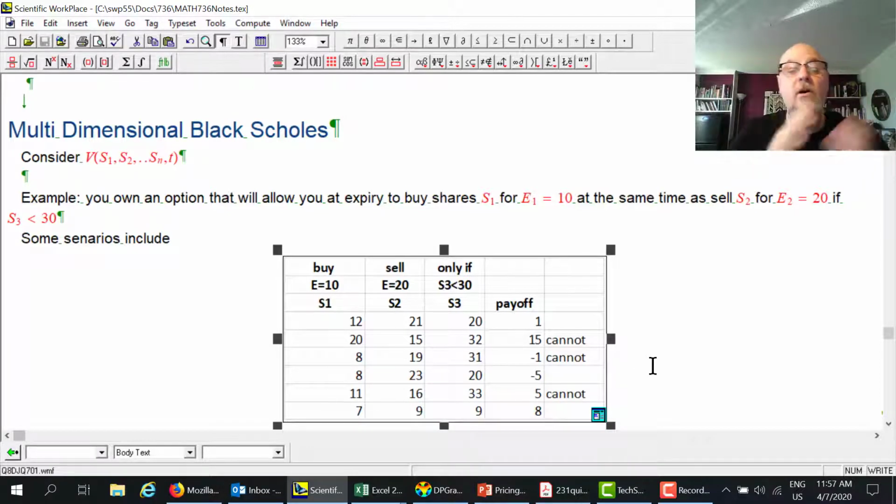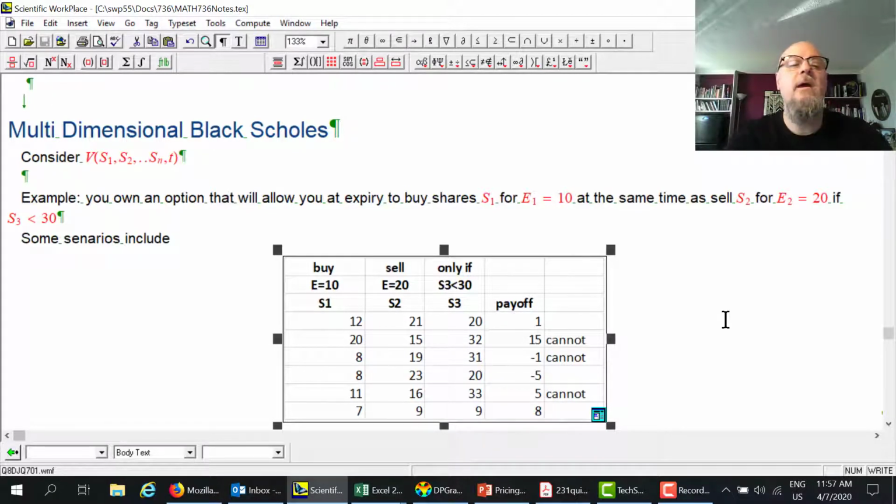So those are all the possible scenarios, and that's only with 3 stocks. Stock 3 is like a switch: am I allowed to do it or am I not allowed to do it? Stocks 1 and 2 are part of a call-like and put-like option linked together. I have to do them at the same time. How do I price this?